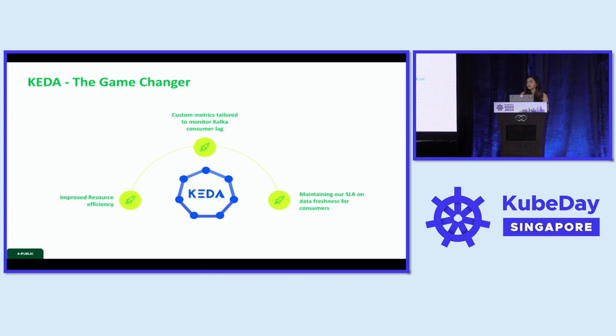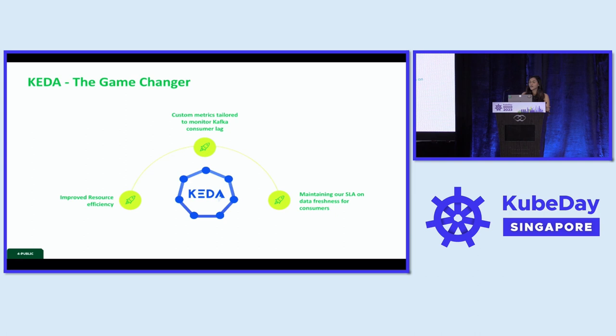Now, how did KEDA help us achieve that? When we were focusing on maintaining guardrails for these important metrics like the service level agreements, we could now set a more relaxed target for our resource metrics. So essentially, when we were not using KEDA before, we were setting a resource target for CPU utilization to, let's say, 70%.